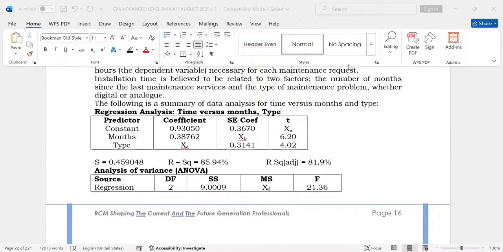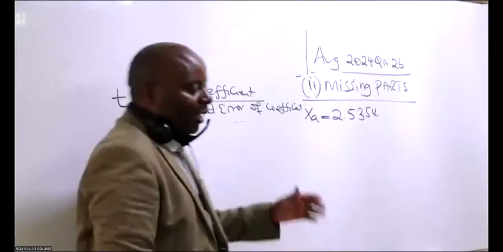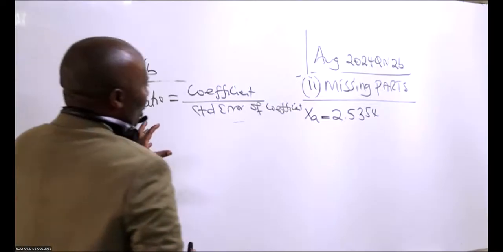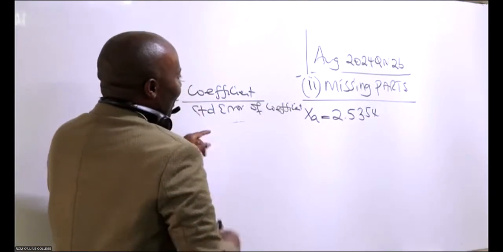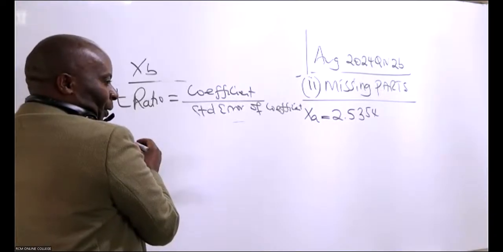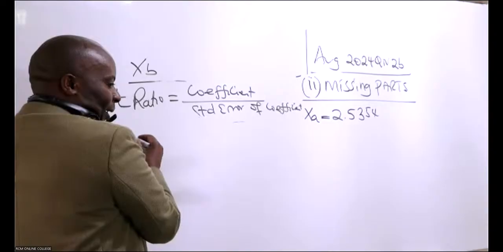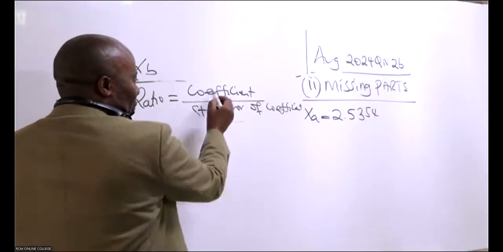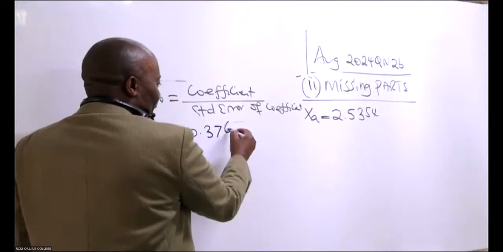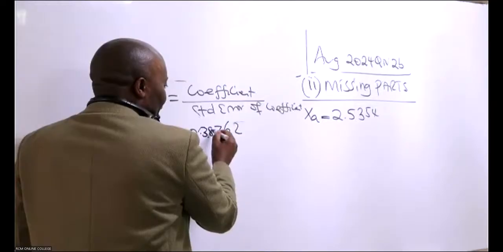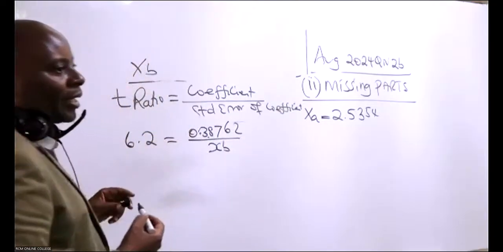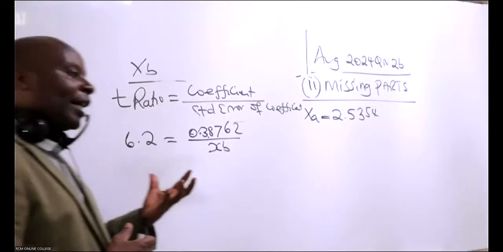So mine is simply to write down this formula and then show the examiner that now I'm getting XB, isn't it? And the T ratio will be equal to the coefficient over the standard error. On that row where you are seeing XB, are you able to read for us the T ratio? 6.2 equals coefficient. Do you know the coefficient? Coefficient is 0.38762, isn't it? All over the standard error that we do not know, which is called what, somebody? XB. So then can you kindly go ahead and make XB the subject?